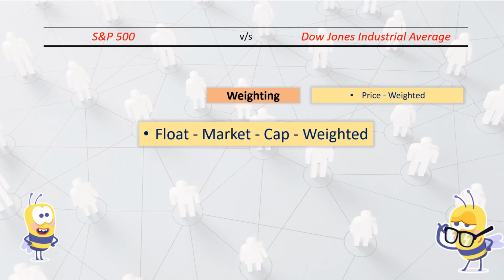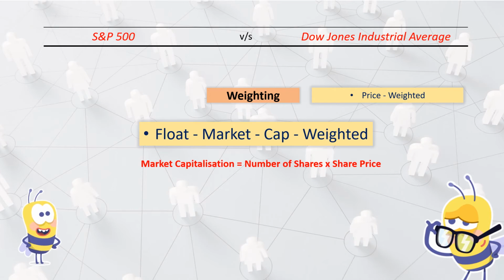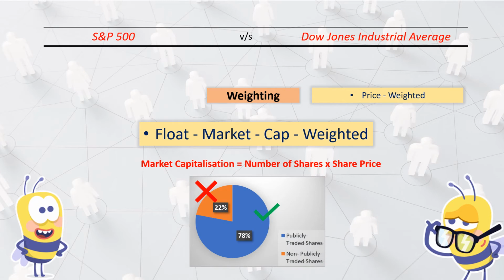But what do you mean by floating shares and market capitalization? Market capitalization is simply the number of shares of a company, multiplied by share price. Float-adjusted market capitalization means that only floating shares will be considered for calculation of market cap. Floating shares are the shares which are available in the open market for public trading.